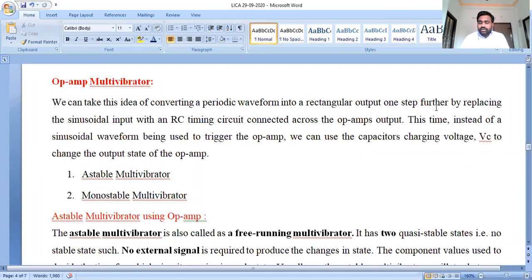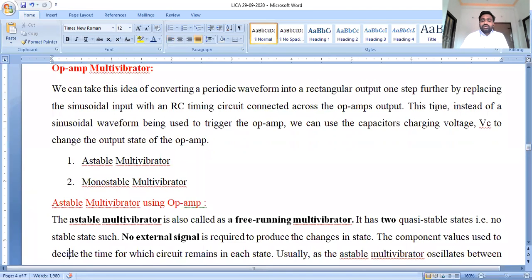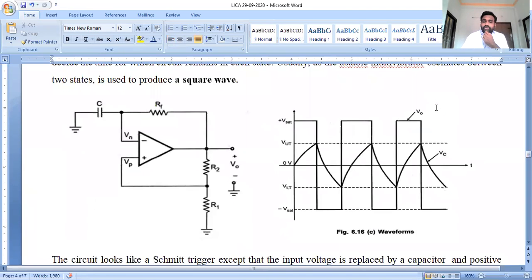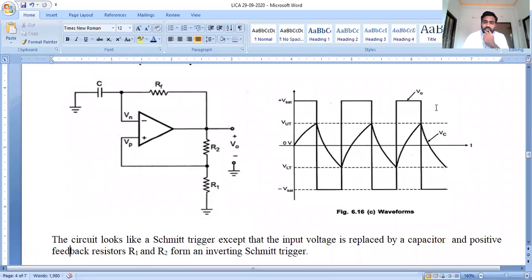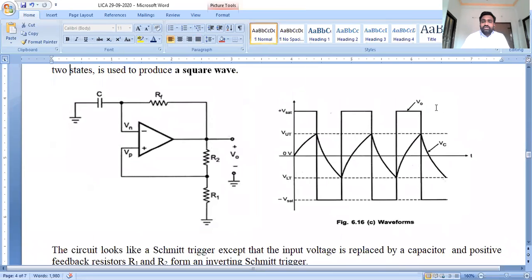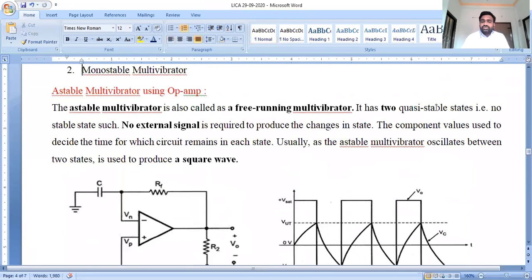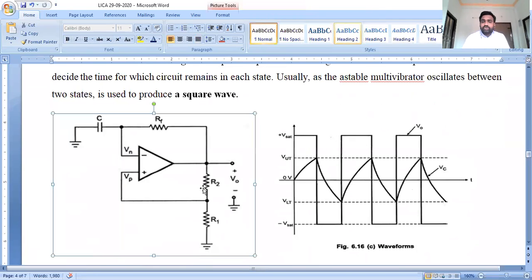An astable multivibrator using an operational amplifier. We discussed the circuit configuration, analyzed the waveforms, and explained the waveform analysis. We explained the astable multivibrator with the help of a Schmitt trigger. If you see this particular circuit, it is quite similar to the Schmitt trigger application. Most probably it is an inverting Schmitt trigger.